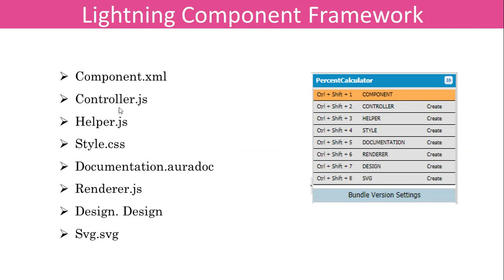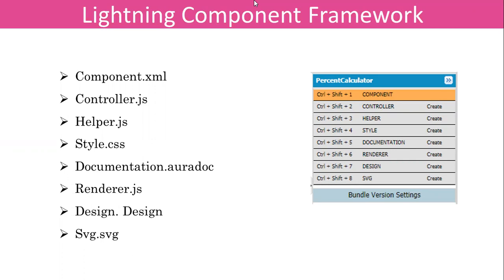So we can have the controller.js, it's a JavaScript file. Then we have helper.js file. Basically, the helper.js file is mainly used for reusability. So any functionality which we want to reuse multiple times, we can put those modules or those functions in the helper.js file, which we can reuse multiple times.